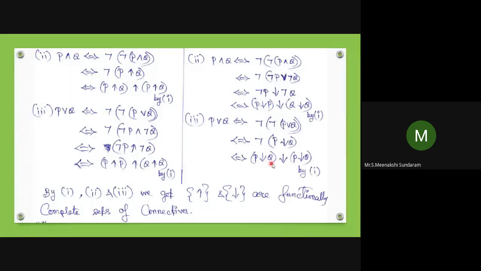That's all. No need to write for conditional and biconditional. Why didn't I write for conditional or biconditional? Already we can prove that conditional and biconditional can be expressed using conjunction and negation or disjunction and negation, because conjunction and negation, and disjunction and negation, are functionally complete sets of connectives. That's why we can write it that way.